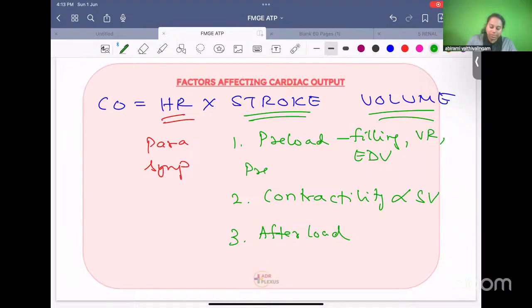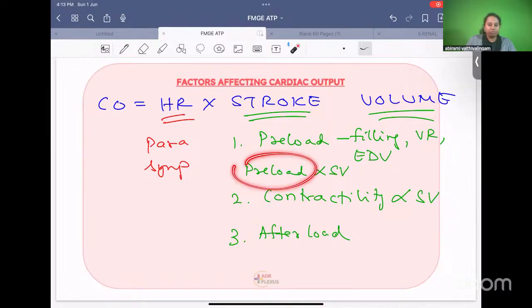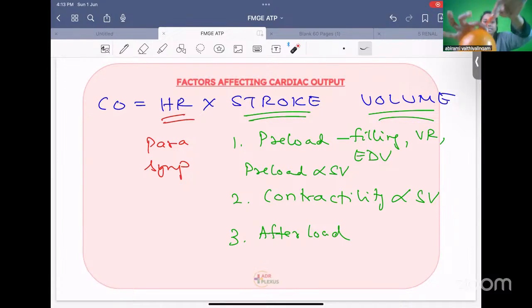Now how is this preload related to stroke volume? More you fill the heart, more will come out. More the preload, more will be the stroke volume. Directly proportional to stroke volume. The other factor, afterload. Now this is loaded. After this load, I have the nostril. Now all this air is going to come out through the nostril. Aorta is like this nostril in the heart.